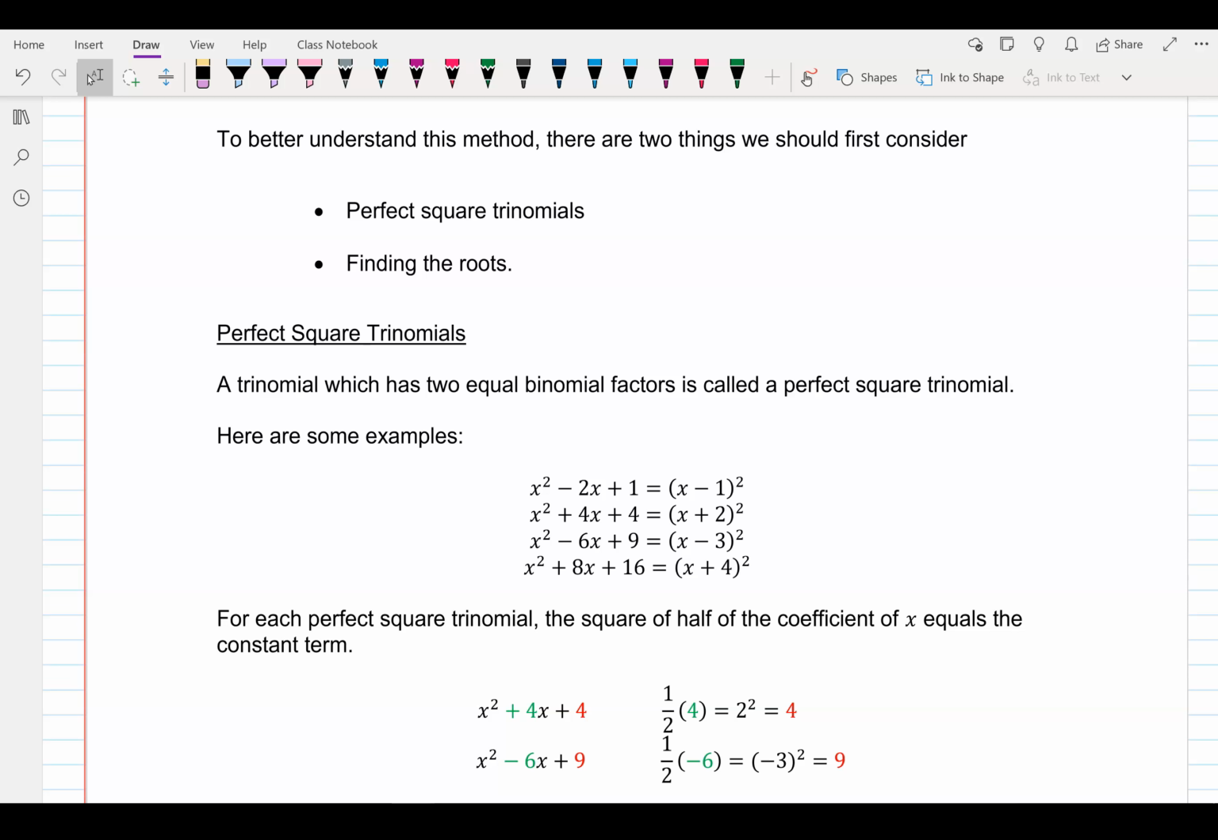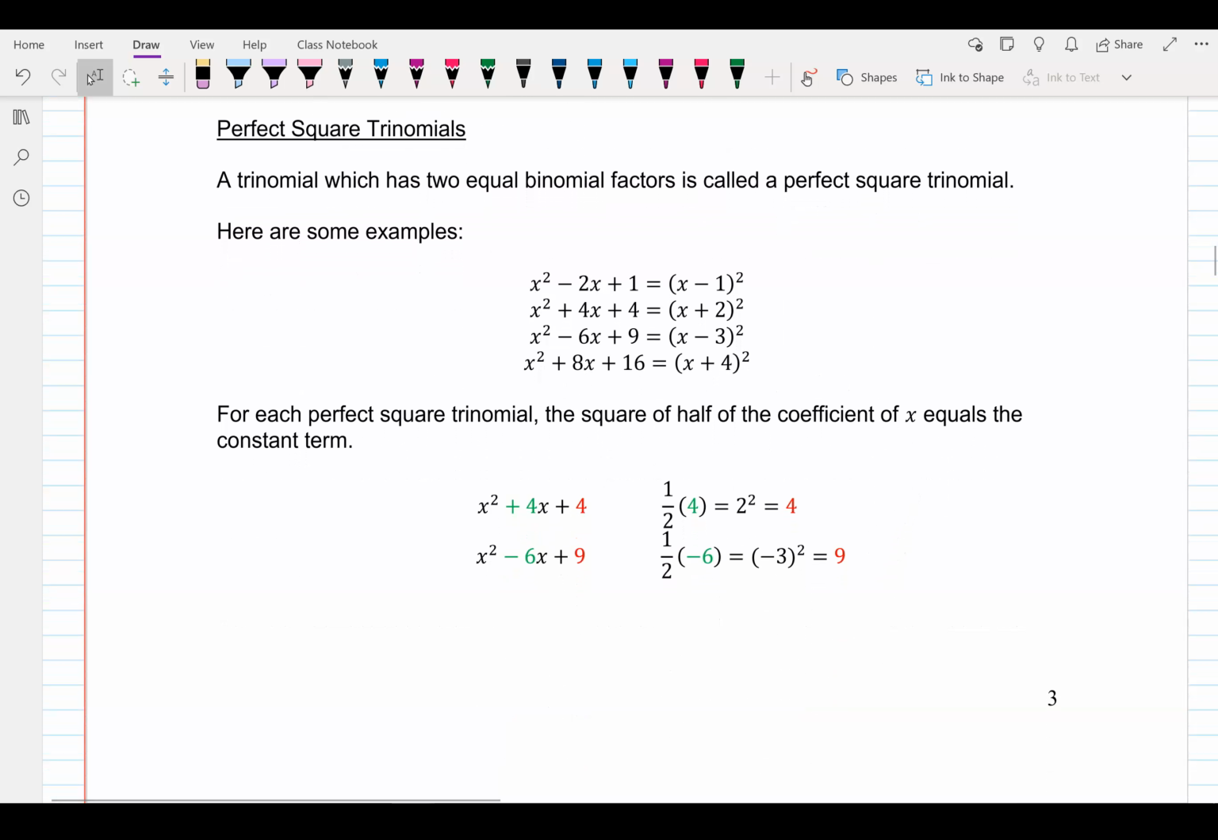So the first thing we're going to do is consider what are called perfect square trinomials, and then we're going to find the roots of some quadratics. So first things first, perfect square trinomial. What the heck does it mean to be a perfect square trinomial? Well, it's a trinomial which has 2 equal binomial factors, called a perfect square. Easier for me to explain.